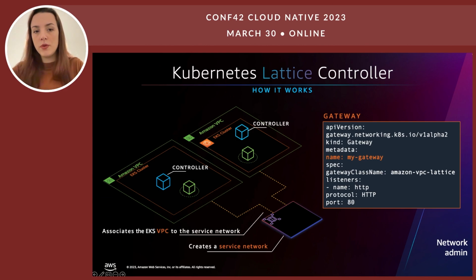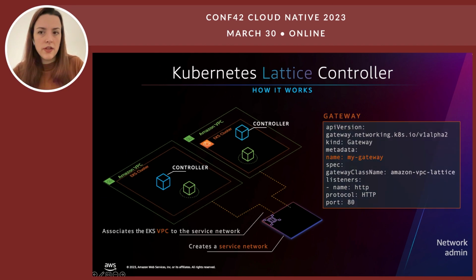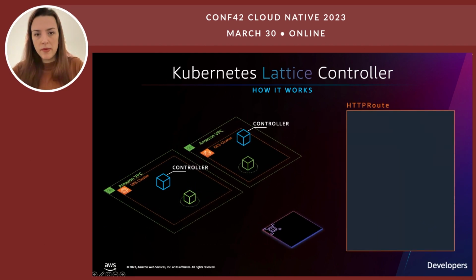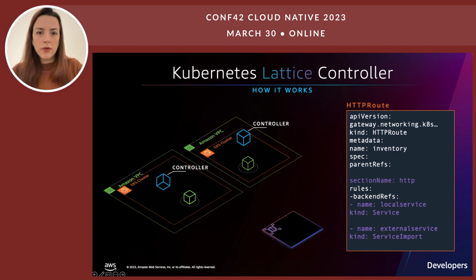Now we have connectivity networking set up, but we have not defined how the traffic flows. To do so, we need an HTTPRoute resource. An HTTPRoute will, once applied, automatically create services, which are again the targets, the unit of applications defined for Amazon VPC Lattice.